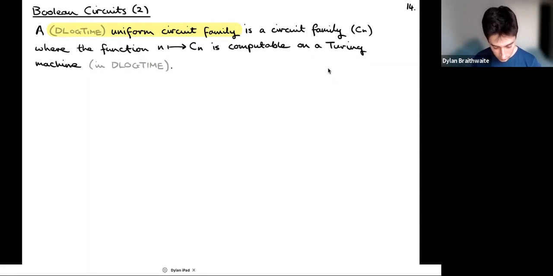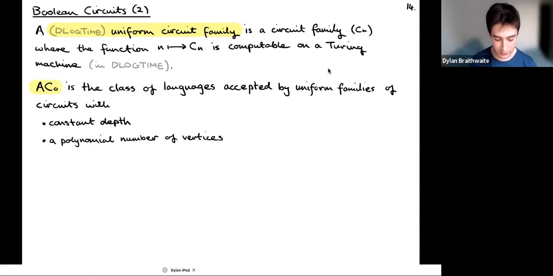And then from that, we can define this complexity class of languages which are accepted by uniform families of circuits and have some constant bounded depth. So I've said constant depth here, but really it's bounded, which means that the graph of the circuit should have some upper bound on the depth of it. It shouldn't go any deeper, but can go less deep. And the number of vertices should be polynomial in the input.